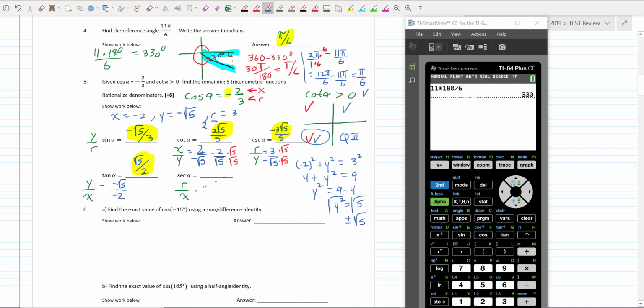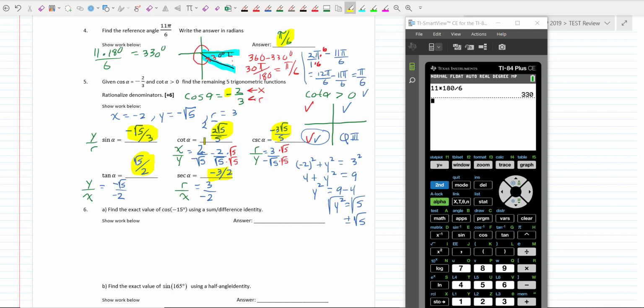And finally, the secant is r over x. R is 3, x is negative 2, so that would be negative 3 over 2. Notice I gave you that the cosine was negative 2 over 3, so the secant is just the reciprocal of the cosine anyway. So that type of problem is testing whether you know your x, y, r definitions of the 6 trig functions, the Pythagorean theorem, rationalizing denominators, and whether you can determine what quadrant you're in. There are a lot of little things going on in that. That's something we learned towards the beginning of the semester.